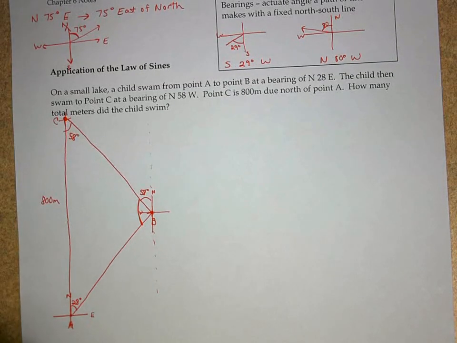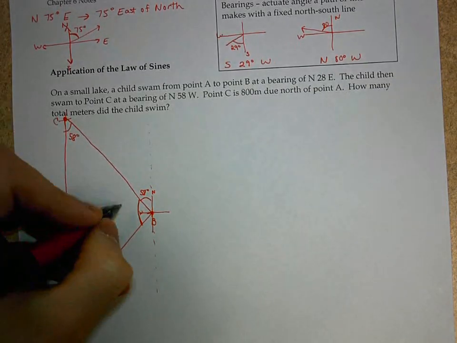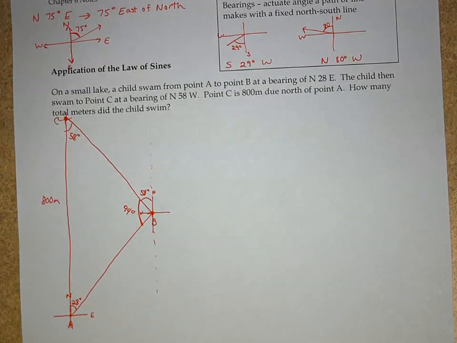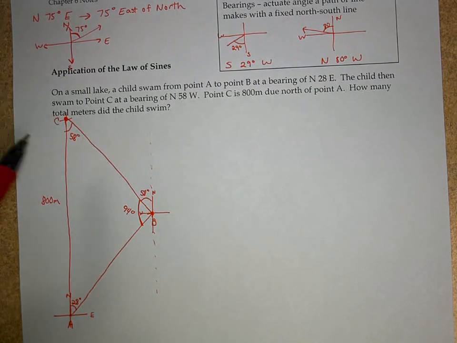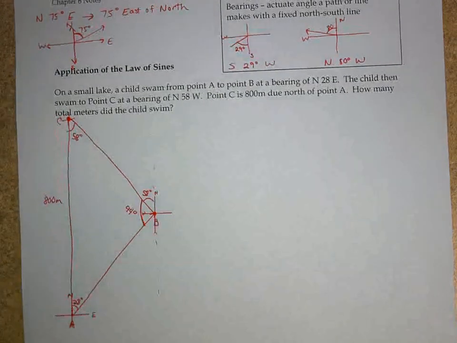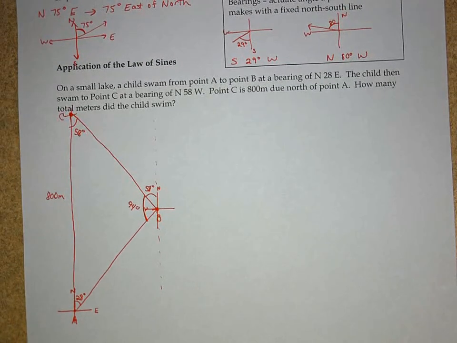This triangle has to be 180 degrees. So 180 minus 58 minus 28 is 94 degrees. So you can just subtract from 180 in order to get that angle measurement. Now I want to know how many total meters did the child swim. So I want to find side A, side B, side C, and add all three together.